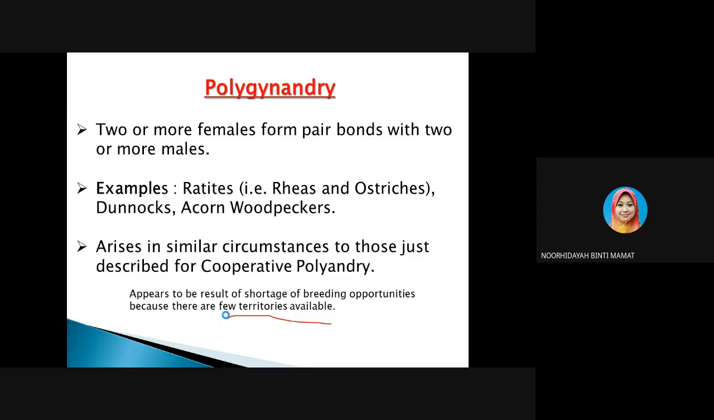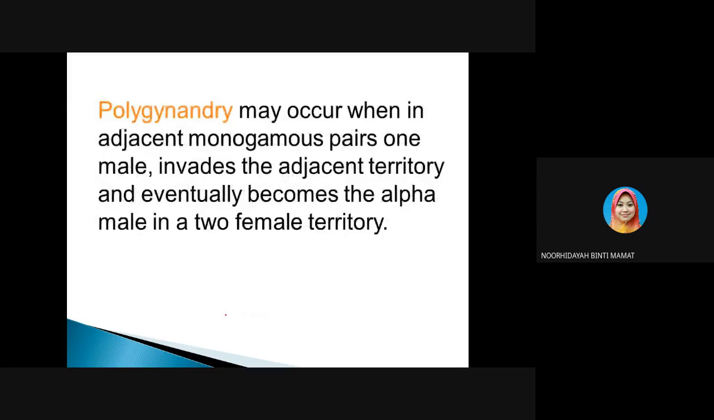So polygynandry may occur when, in adjacent monogamous pairs, one male invades the adjacent territory and eventually becomes the alpha male in the two female territories. So an adjacent male will become the alpha male for these two females. This is how polygynandry will happen.